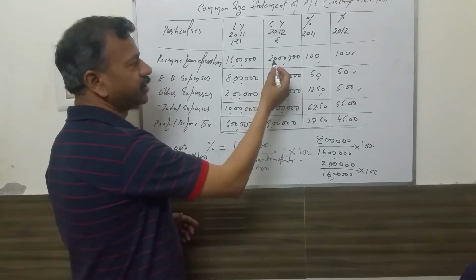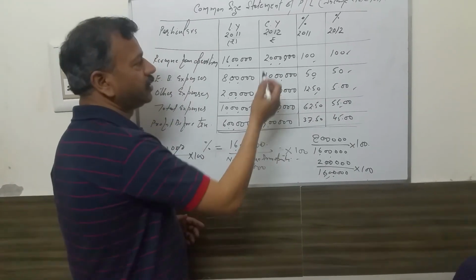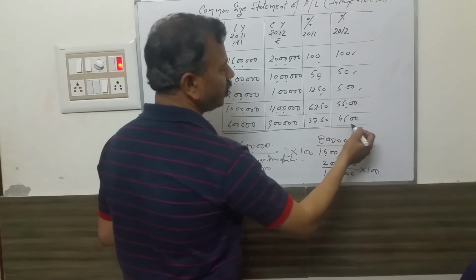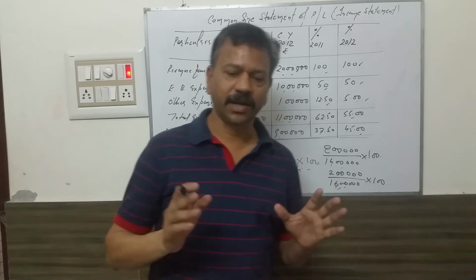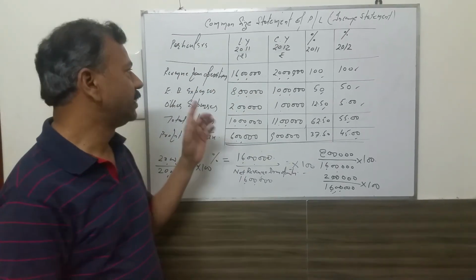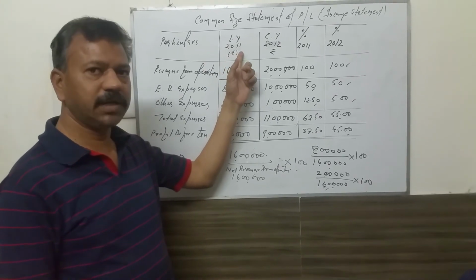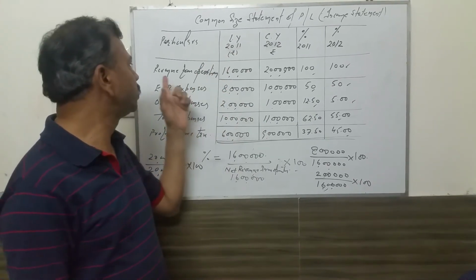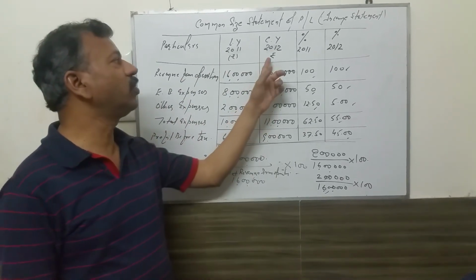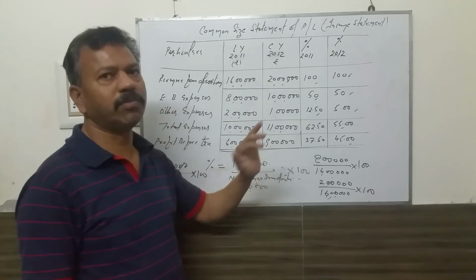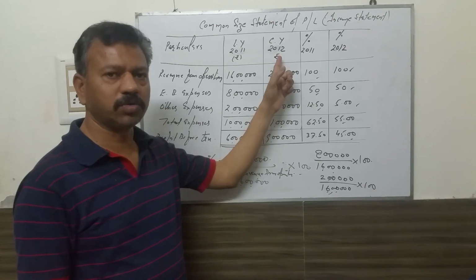11 lakh divided by 20, 55.5, and 9 lakh divided by 20, 45. It means always you will take the amount of revenue from operation, but keep in your mind, if you want to calculate the percentage for last year, you will take the amount of revenue from operation from last year, and if you want to calculate the percentage for the current year, you will divide by the amount of revenue from operation from 2012.